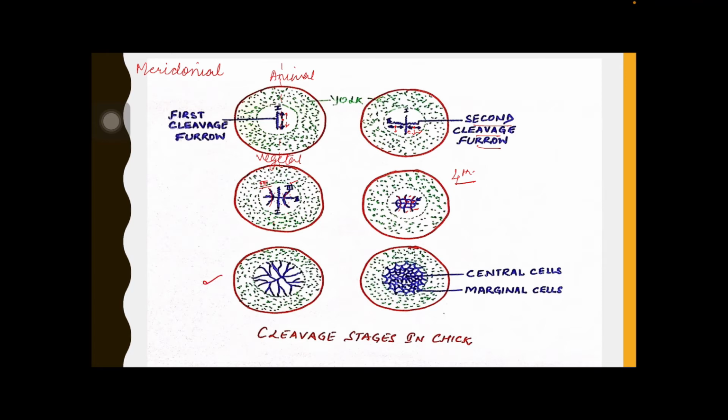Then further cleavages take place in a very irregular and rapid manner, so that the cells which are present in the center of the blastodisc, as we'll see in this diagram, have complete cell boundaries, and they are called central cells. While the cells present on the periphery have incomplete walls, right. So these cells have incomplete cell boundaries and they are called the marginal cells. Now this segmented blastodisc is called blastoderm, right.